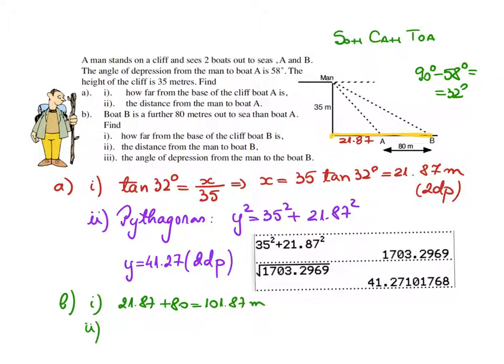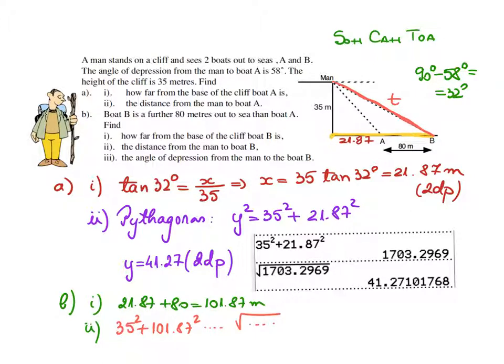The distance from the man to boat B. Let me call this, I don't know, T. I can use trigonometry, but I can also use Pythagoras' theorem. So I do 35 squared plus 101.87 squared, I will see how much it gives me, and then I will square root the answer.